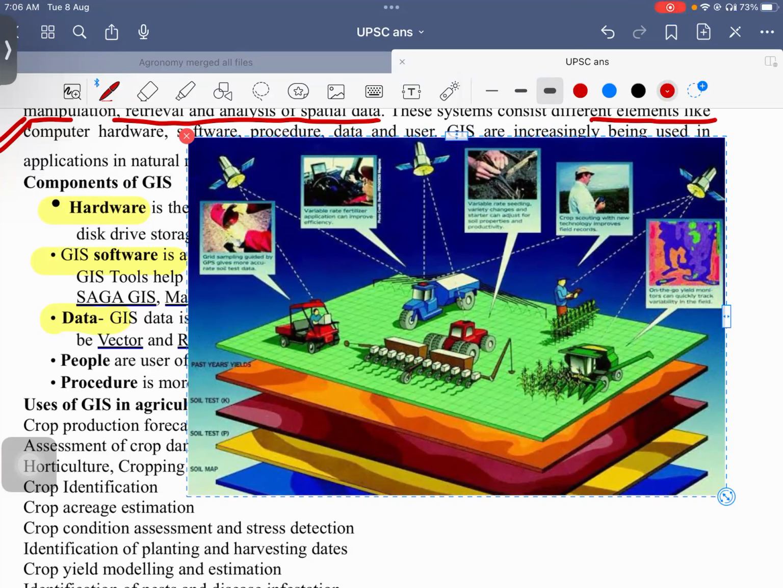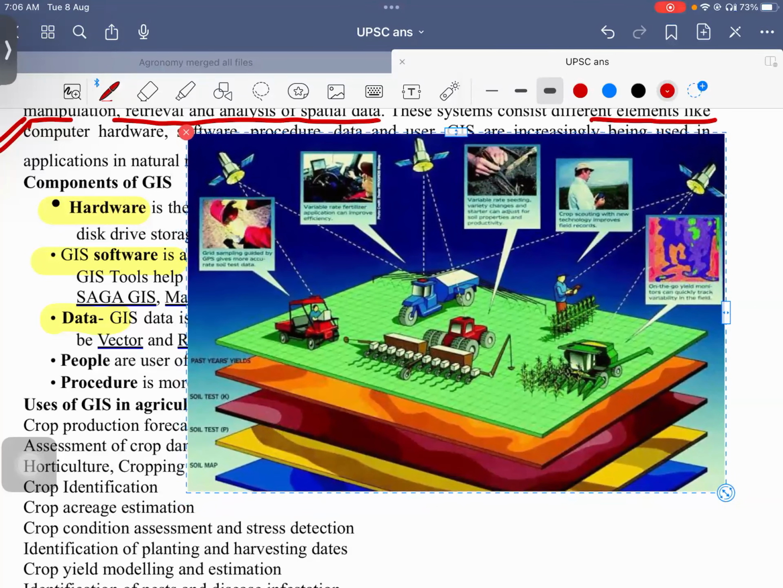But what happens in the field is we apply just 2 bags of urea, that's it. Maybe some regions need less or more, so based on that. Next, variable rate seeding. Based on the soil properties and other things, we can change the seeding also. Crop scouting with technology improves field records. We are able to analyze and record these data, and also do yield monitoring. We have a system to monitor the yield.